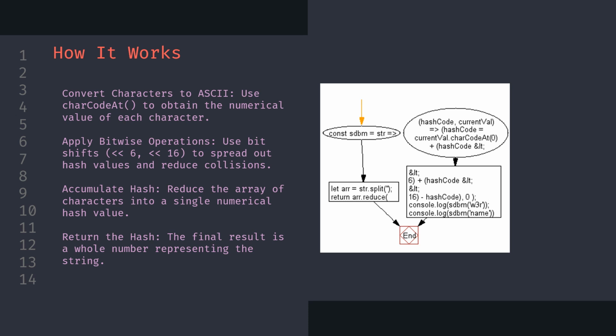The function first converts each character into its ASCII value, then uses bitwise operations to efficiently distribute these values across a wide range of numbers, ensuring a unique hash for different inputs.